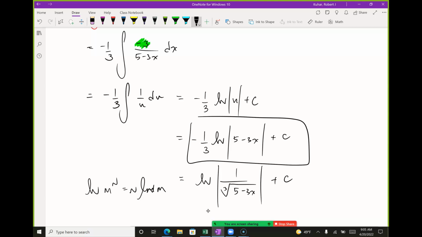I don't know if I saved any strokes here. Let's see. 1, 2, 3, 4, 5, 6, 7, 8, 9, 10, 11, 12, 13. No. Either one's fine.